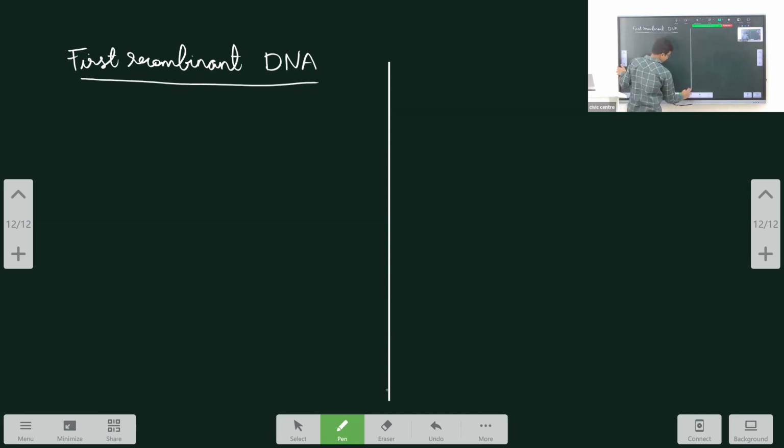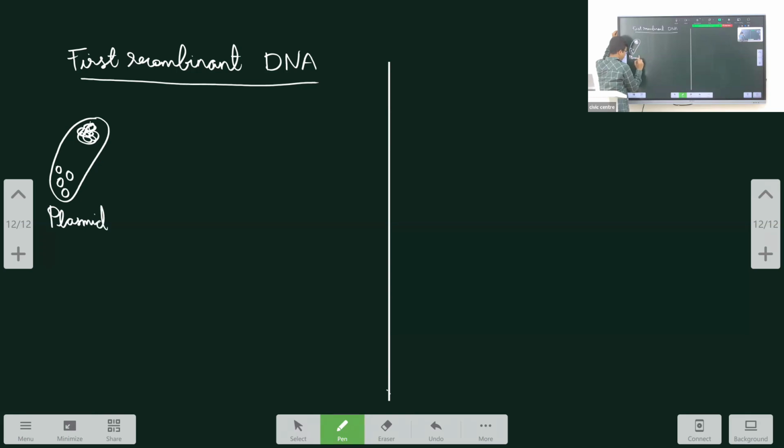See, you know that the bacterial cell, for example, consider this as a bacterial cell. Apart from the central chromosome or genetic material, it will also have circular extra chromosomal DNA that is present. The name we have called it is the plasmid, which is the extra chromosomal DNA.